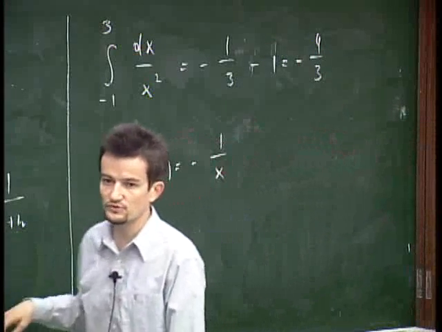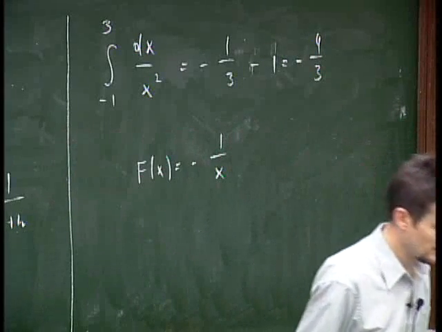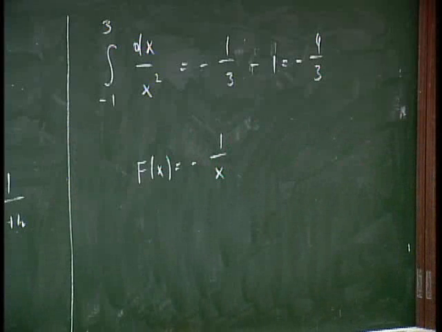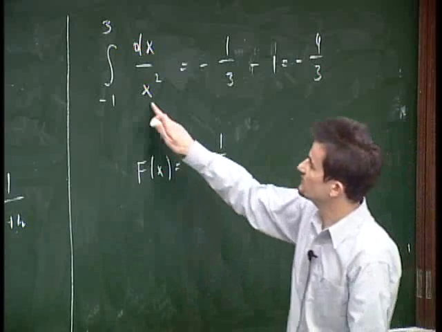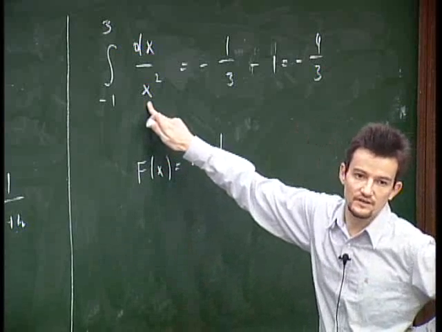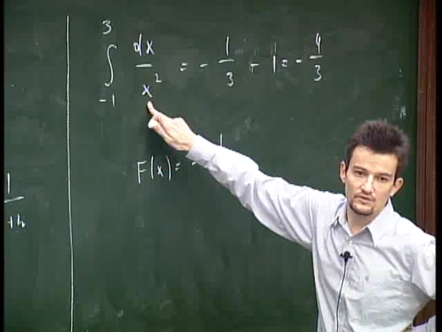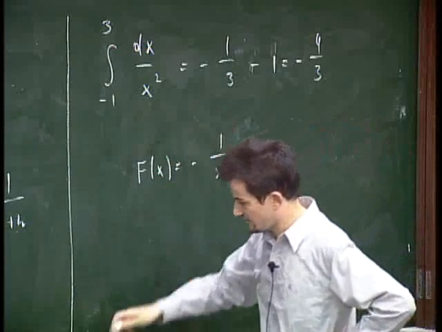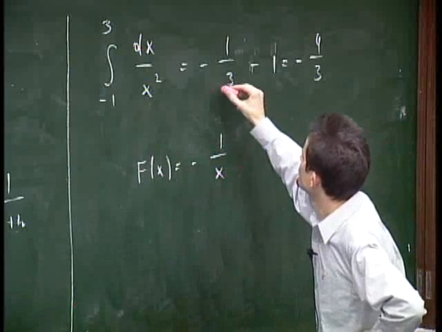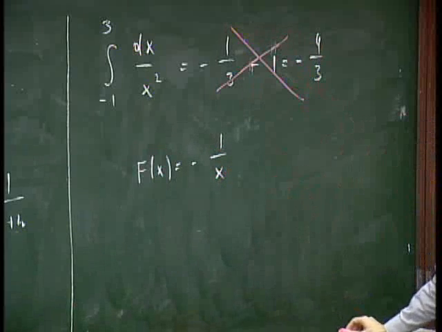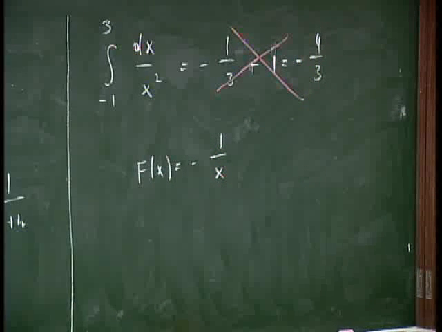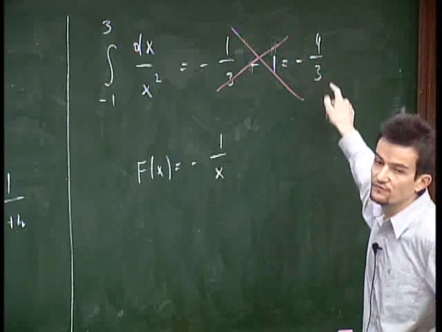This is an example which shows you that you have to be very careful in order to apply the fundamental theorem of calculus. Namely, you have to check the assumptions, because this is a function which is not continuous at x equal to 0. So here you are not allowed to use the fundamental theorem of calculus. And indeed, the answer is not minus 4 over 3.